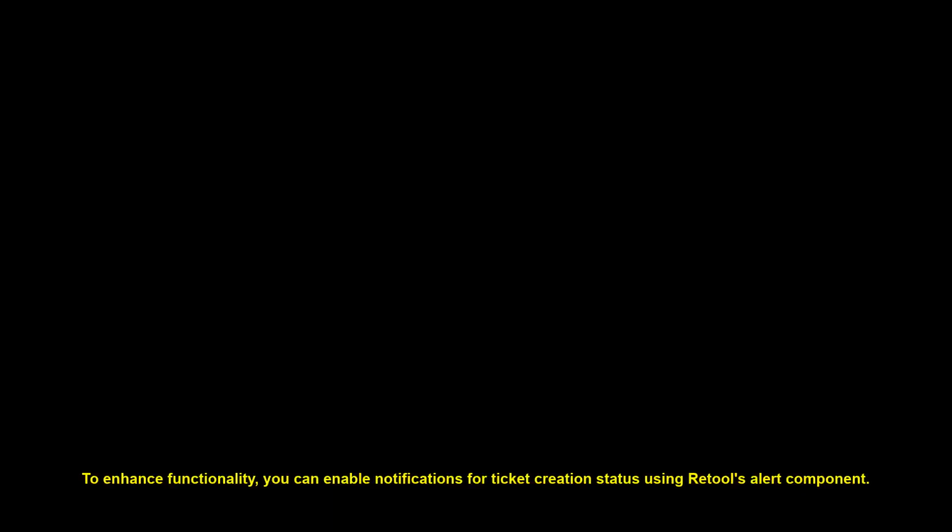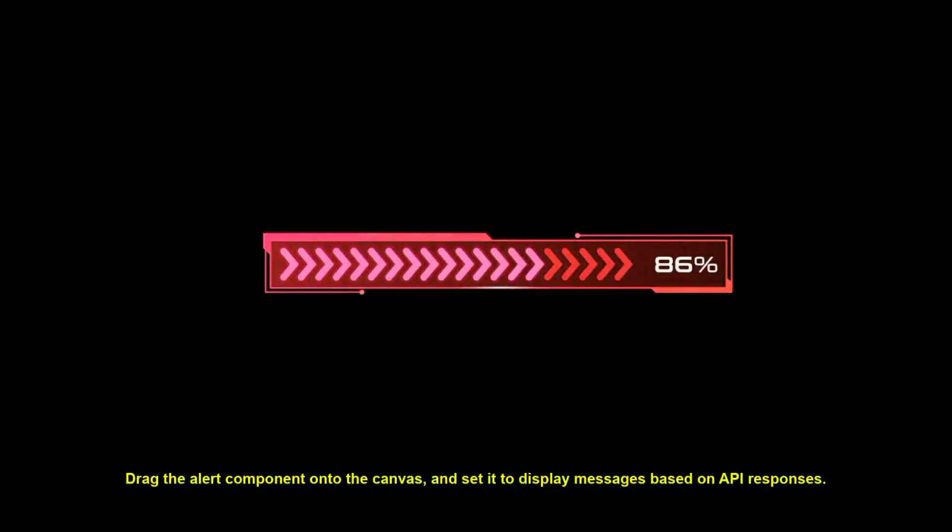To enhance functionality, you can enable notifications for ticket creation status using Retool's Alert component. Drag the Alert component onto the canvas and set it to display messages based on API responses. After completing the components, preview your app to test its functionality. If everything works correctly, save your application.